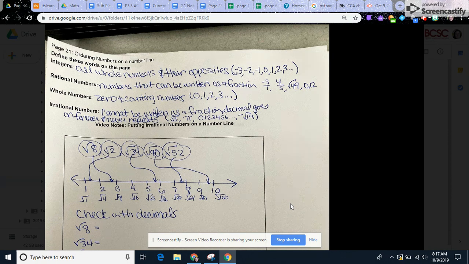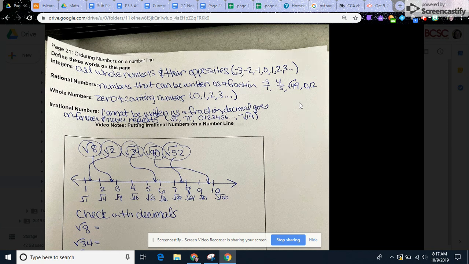We have integers, which are all the whole numbers and their opposites. We have rational numbers. These are the numbers that can be written as a fraction. So yeah, some of them look like fractions, some of them don't, but anything that you can make look like a fraction is a rational number. For example, we could make this one into a 7. 7 over 1 would make it a fraction, therefore it's rational. A 0.12, we can change it to 12 hundredths, 12 over 100, and then simplify it, and that would make it a rational number because it can be written as a fraction.